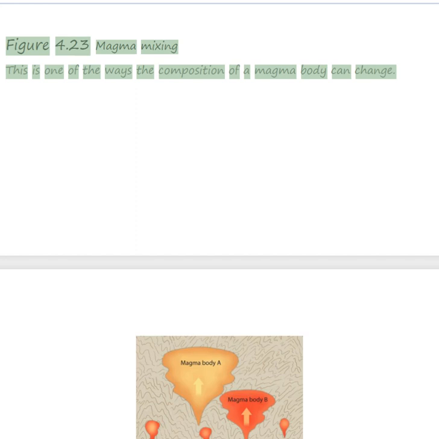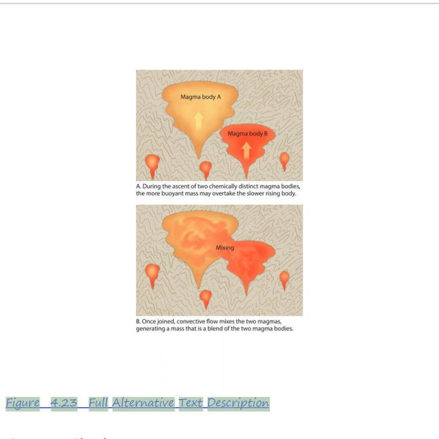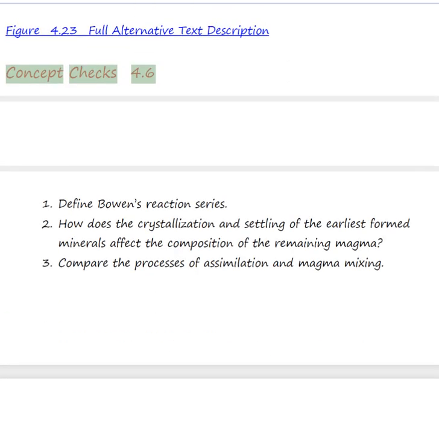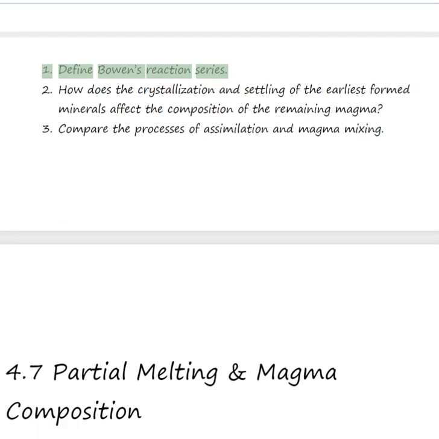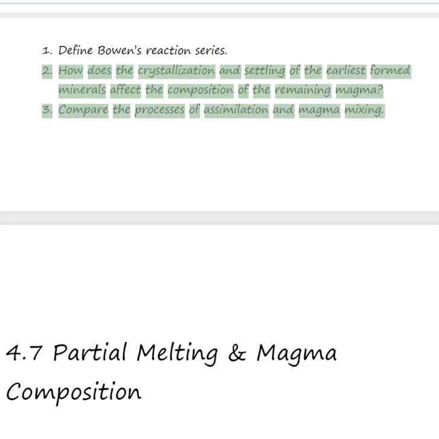Figure 4.23 Magma mixing. Figure 4.23 Full alternative text description. Concept checks 4.6. 1. Define Bowen's reaction series. 2. How does the crystallization and settling of the earliest formed minerals affect the composition of the remaining magma? 3. Compare the processes of assimilation and magma mixing.